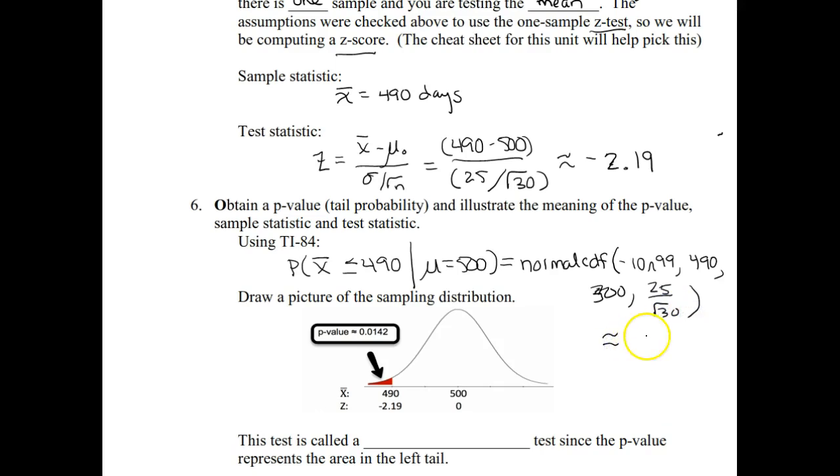And if we compute that, we get 0.0142. Okay, and so that is our p-value that we get here. That's the area here in this left tail. So again, this test is called a left-tailed test, since the p-value represents the area in that shaded left tail.